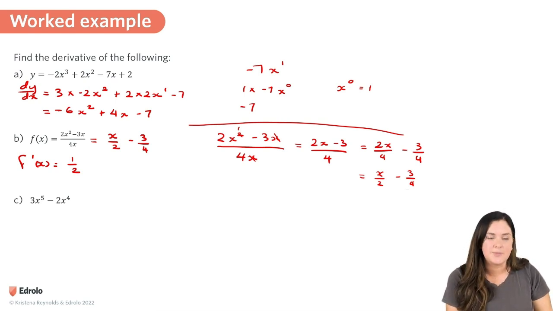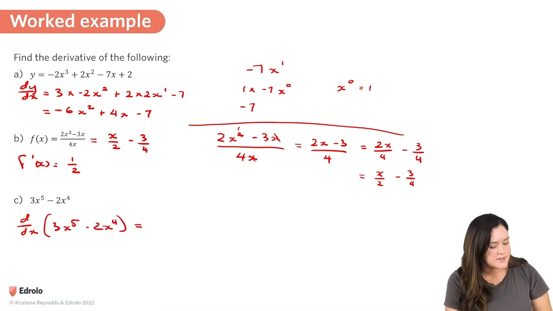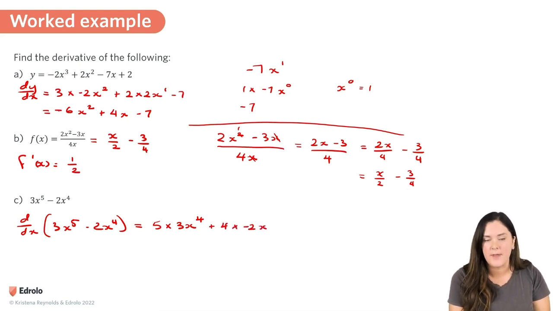For c, we just have an expression, so we're using that last operator notation. So we write d dx, we write our expression in the middle, and then we differentiate like we would. So we bring the 5 to the front, and then take away 1 from that index, or that power. So that becomes the power of 4. The next term, we've got negative 2x to the power of 4. So we bring that 4 to the front, multiply by the negative 2, and then subtract 1 from that index or power. And then lastly, we're just going to simplify that.